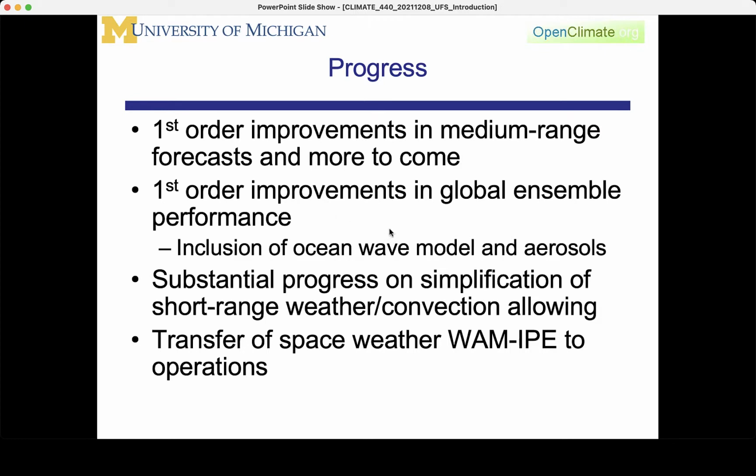We have first order improvements in global ensemble performance. We've included the ocean wave model and aerosol, so we're seeing the coastal and the air quality applications getting directly integrated into the global models. We've seen substantial progress on the simplification of the short-range weather convection allowing. And we have recently transferred the space weather, ionosphere, plasmasphere, electrodynamics modeling, using the whole atmosphere version of the GFS, into operations.